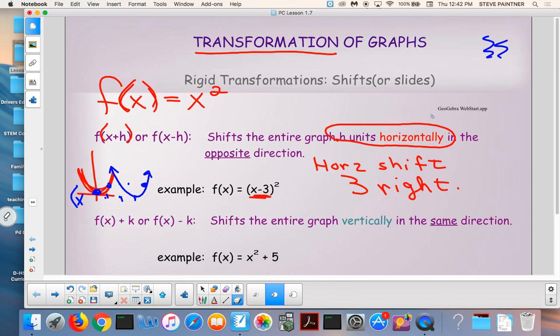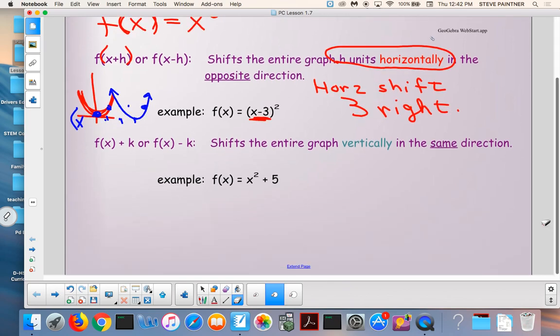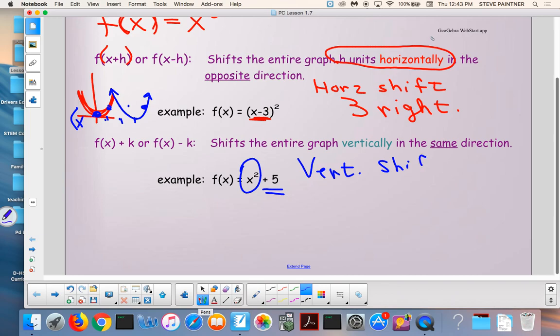So if you look at that one, I'm hoping you're thinking x squared is your parent. There's your parent, and you're going to do what? You're going to vertical shift up 5. So if this is your parent, you're going to go where? 0, 0? 0 what?